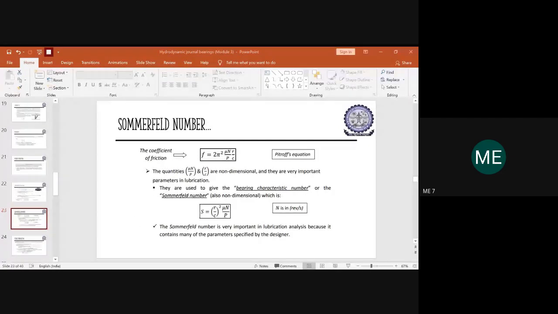Is this clear? Any doubts? Usually they ask you to derive it, so you should be clear enough.